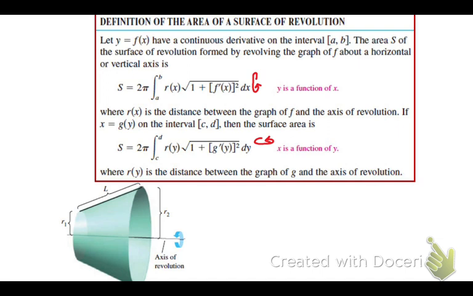Now, are those really similar? What's the only thing added? The 2 pi, yes, and the R. R is the distance between the graph of f of x and the axis of revolution. So R is right there, and it starts off little and then it ends up big. Can it start off big and end up small? Yes. The whole point is, is it constant? No.